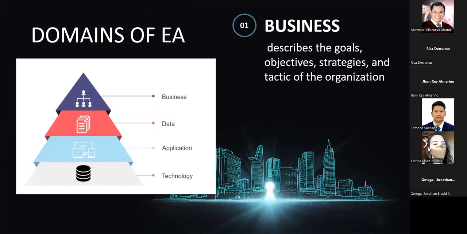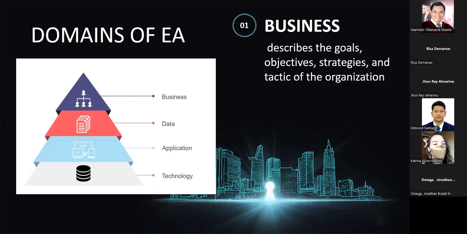First of all is, in this diagram, the business, data, application, and technology. So let's tackle first the business. Business describes the goals, objectives, strategies, and tactics of the organization.